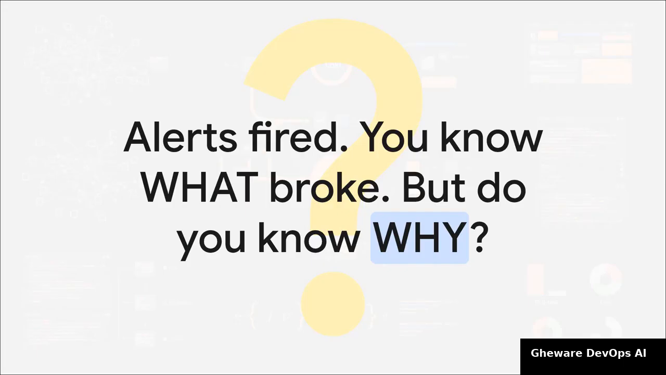So let's kick things off with a scene that's probably all too familiar. An alert fires. Your phone buzzes. Prometheus is great. It tells you exactly what broke. The CPU is redlining. Error rates are through the roof. But that's just the symptom, right? The real question, the million-dollar question, is why? Well, stick around because you're about to see how Loki answers that question instantly.